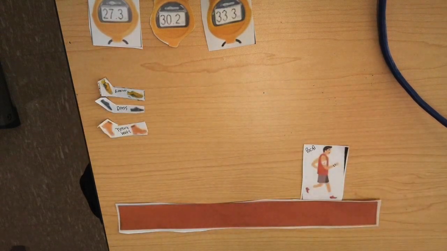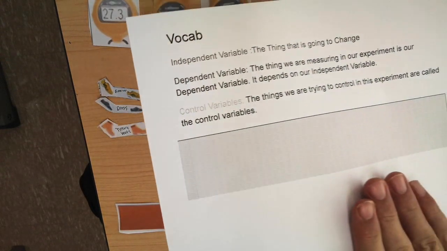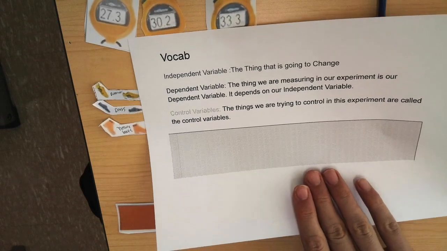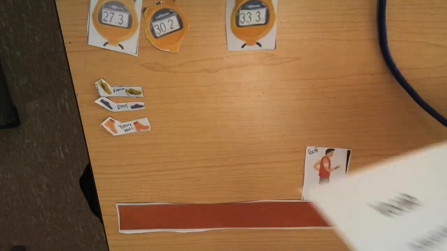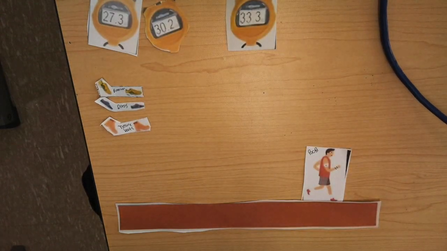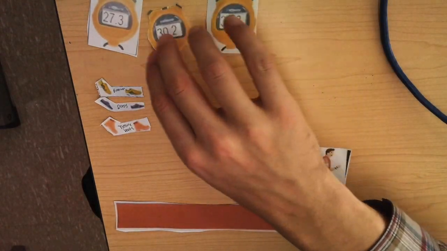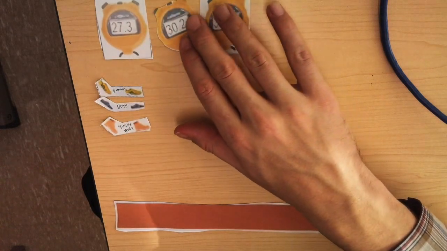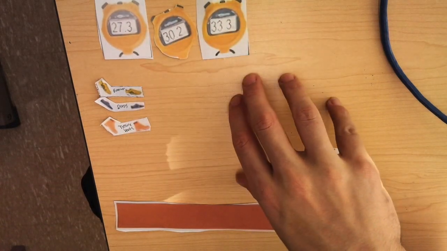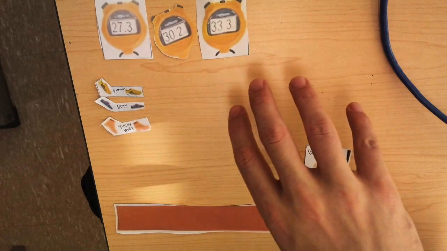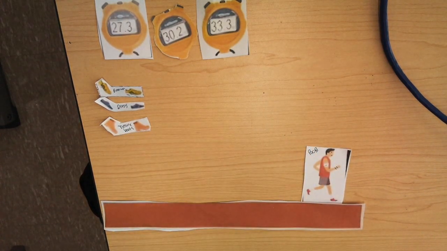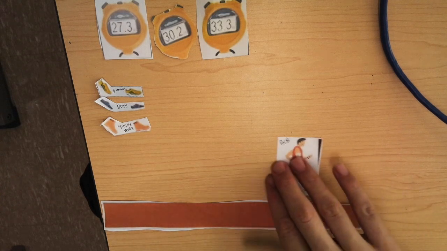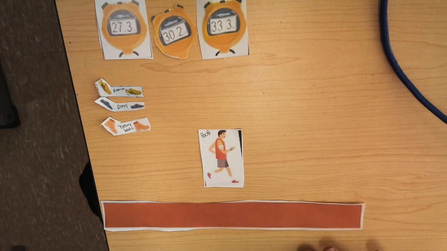The 3 times, or the things we're measuring in our experiment, is our, yep, you said it, a dependent variable. So our time in this case would be our dependent variable. So our time depends on our independent variable, which was our shoes.